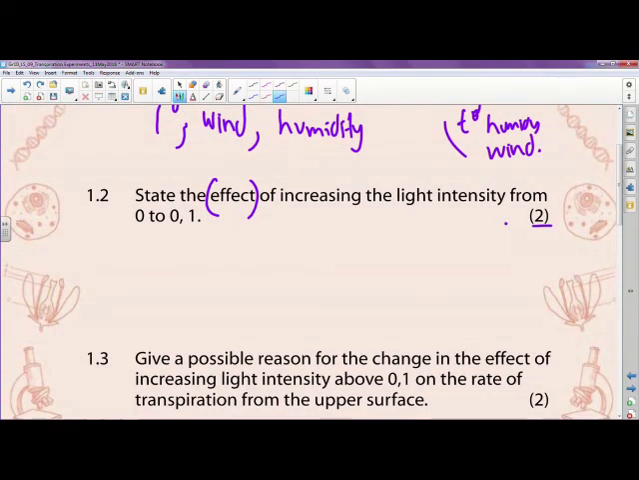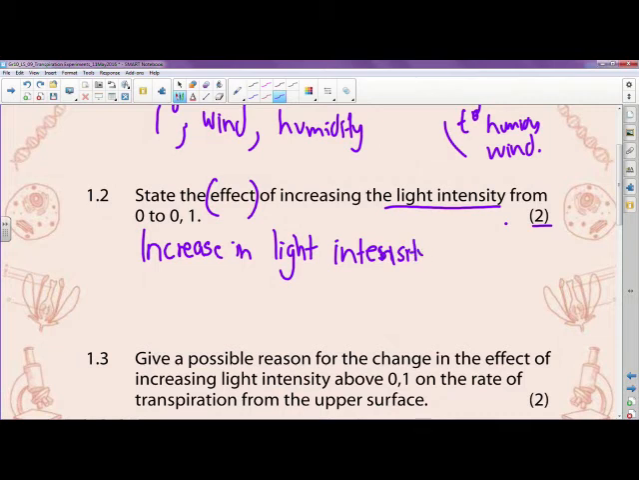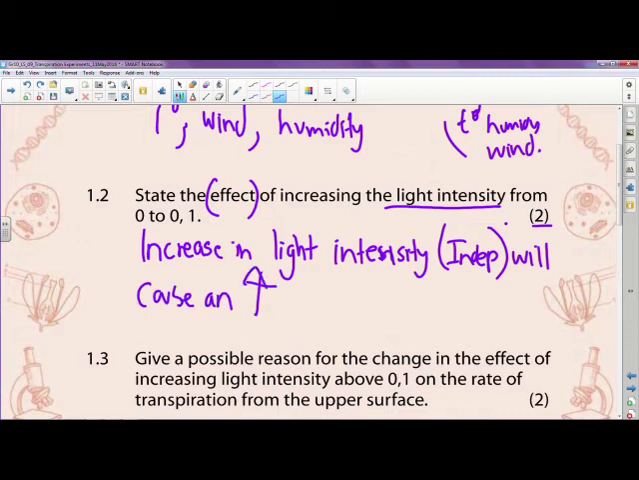State the obvious, it's for 2 marks. An increase in light intensity, which is your independent variable, the one that you chose, will cause an increase in the rate of transpiration. Right, let's have a look at the graph again.